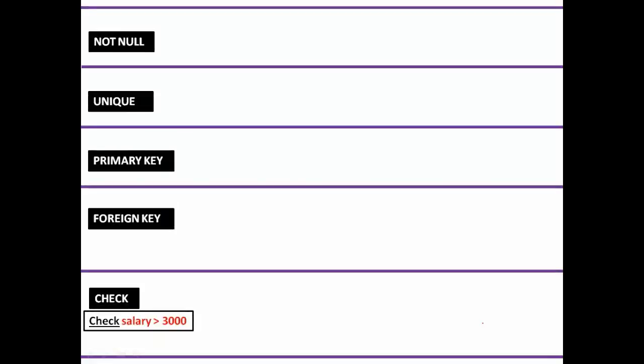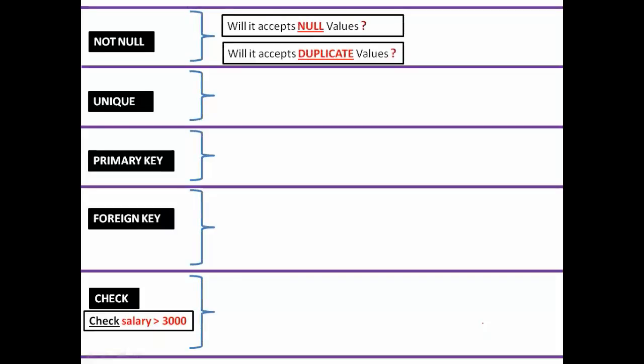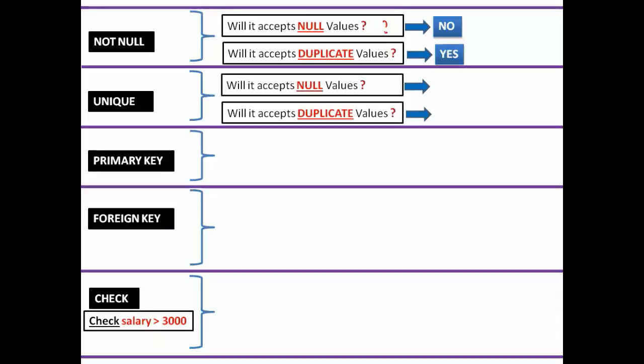Let's go to the level 2 understanding of these constraints. If I use a column as not null, will it accept null values? Absolutely no. Will it accept duplicates? Yes. If I use a constraint as unique on a particular column, will it accept null values? Yes. You may think it is no, but its answer is always yes. It accepts n null values because no two nulls are the same.